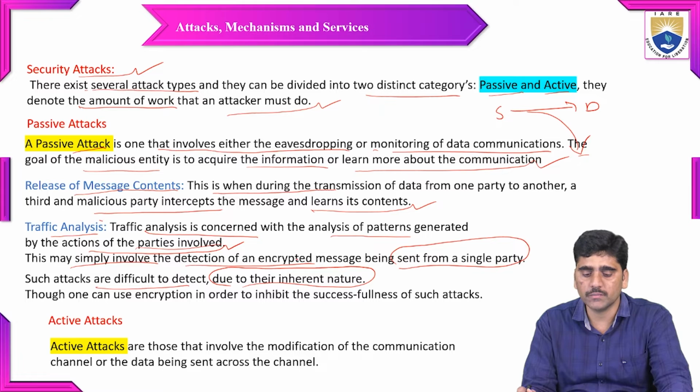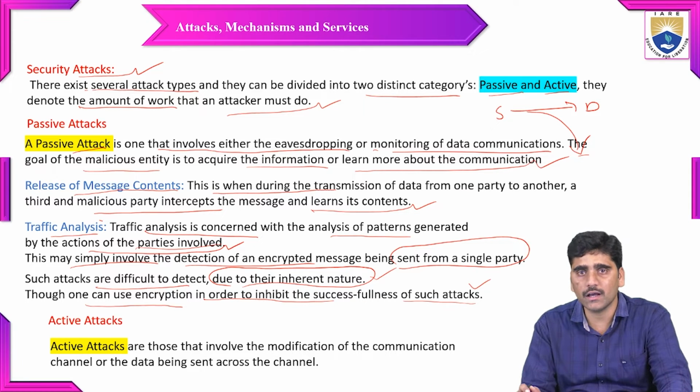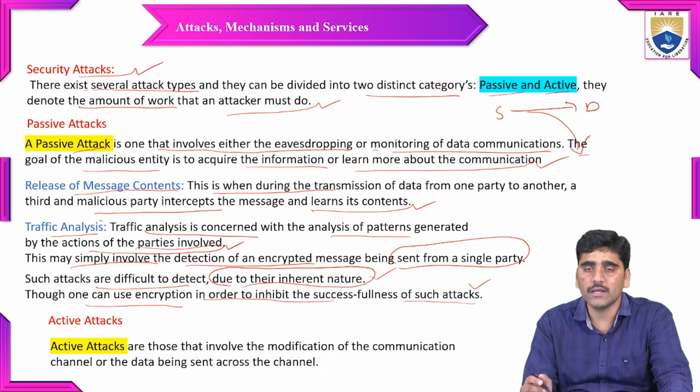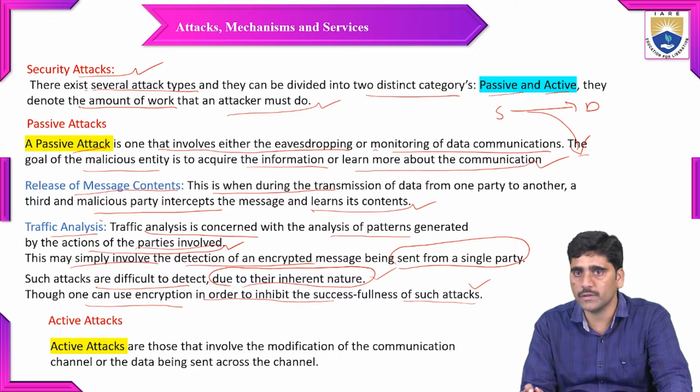Some of the attacks may simply involve the encrypted message being sent from source to destination. Such attacks are difficult to detect because of their inherent nature. One can use encryption in order to inhibit the success of such attacks. Some attackers may fail to launch attacks on the channel, and some succeed in launching attacks on the channel. So there is end-to-end encryption.